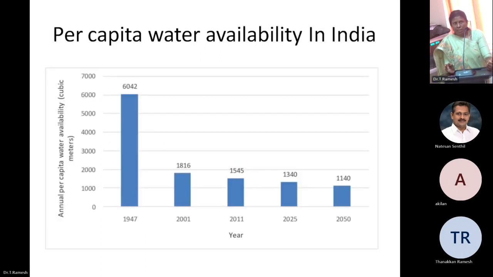I have given the overall picture of water availability per capita. In this slide, you can see that in 1947 the per capita availability was 6000 plus cubic liters, but in 2025 it is 1340. It will be reduced in future, and if it goes below 1000, it is the worst category of water scarcity, which we will be heading towards. So water is to be conserved at any cost. Any technology which can conserve water is the future technology.